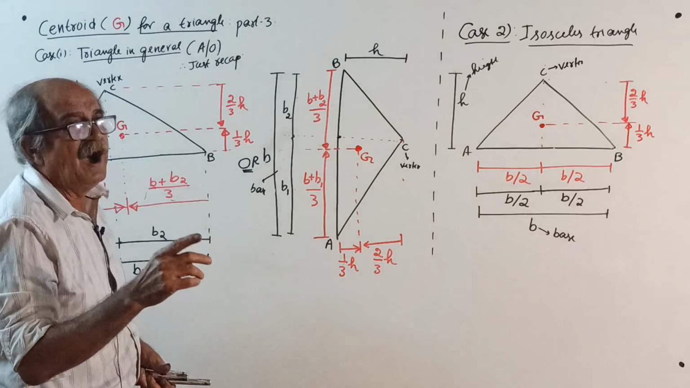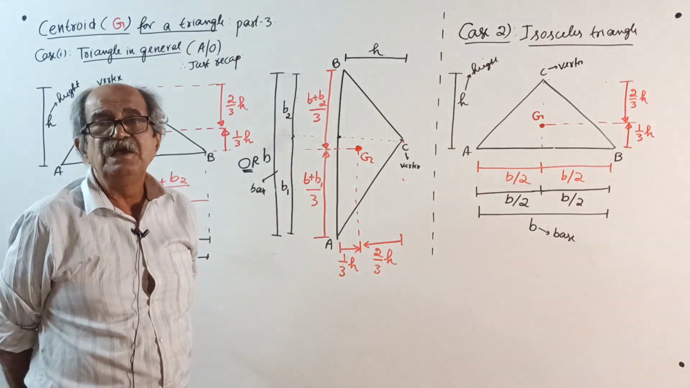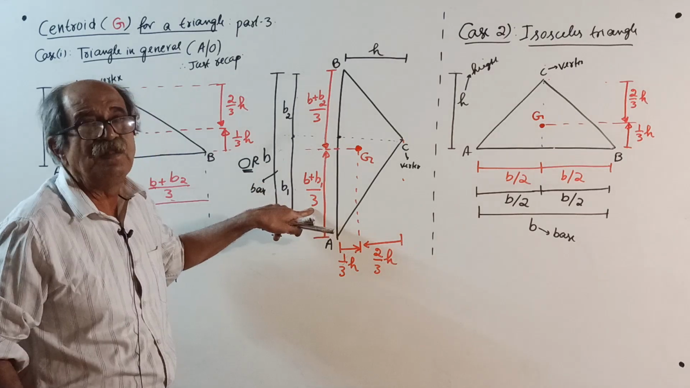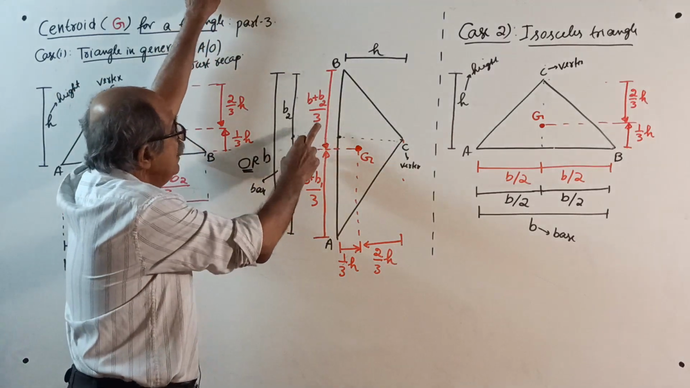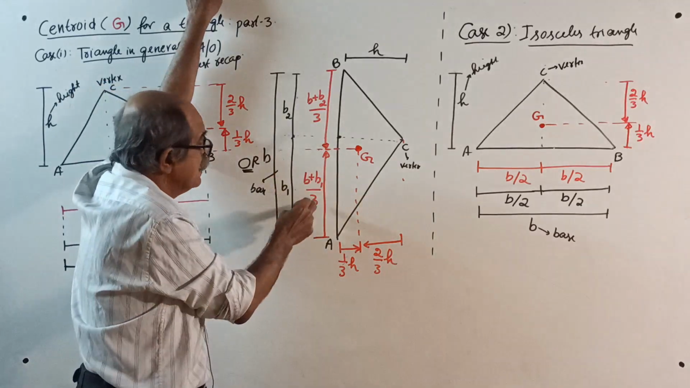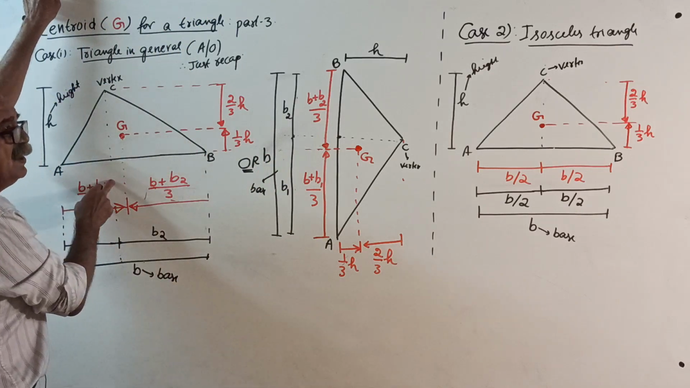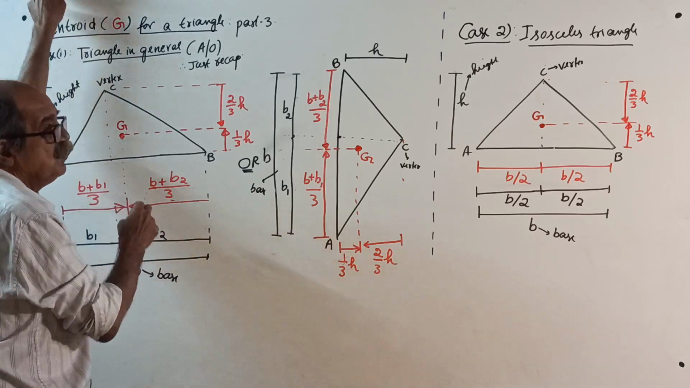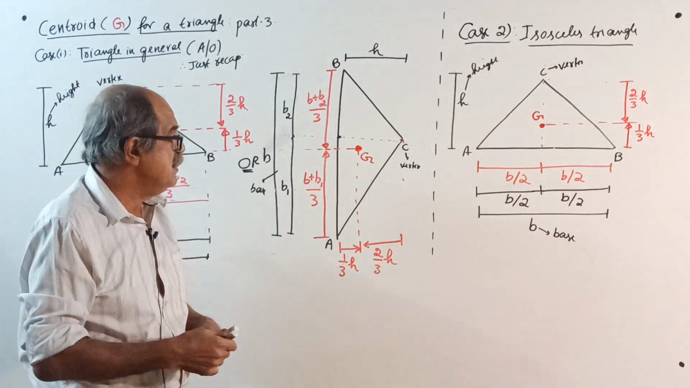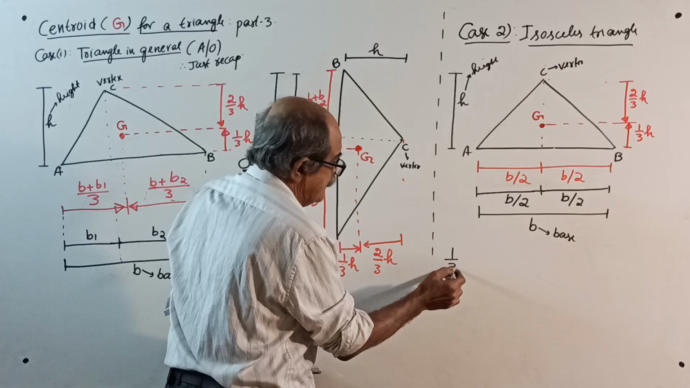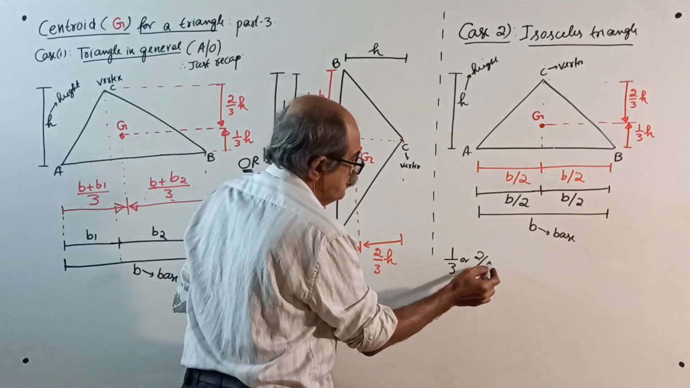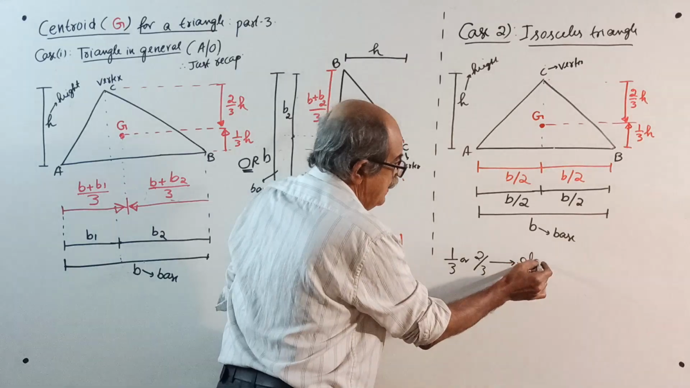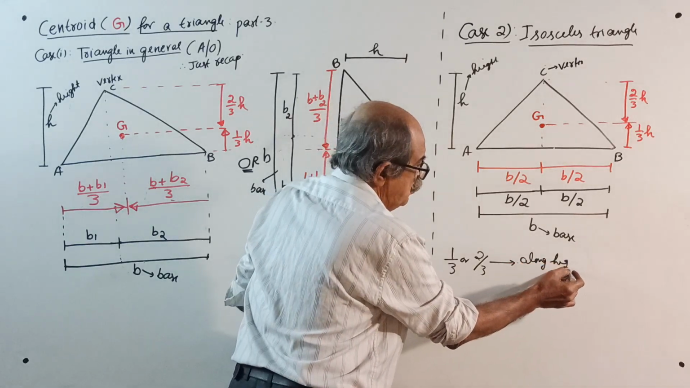I told you already, 1/3, 2/3 is to be used only along the height. This is not that 1/3. This I never call 1/3. This I will call b plus b1 full divided by 3. I will never use the word 1/3 here. So remember, make a big note: the term 1/3 or 2/3 we use only when you locate the centroid along the height. This I told you last time, sufficient.